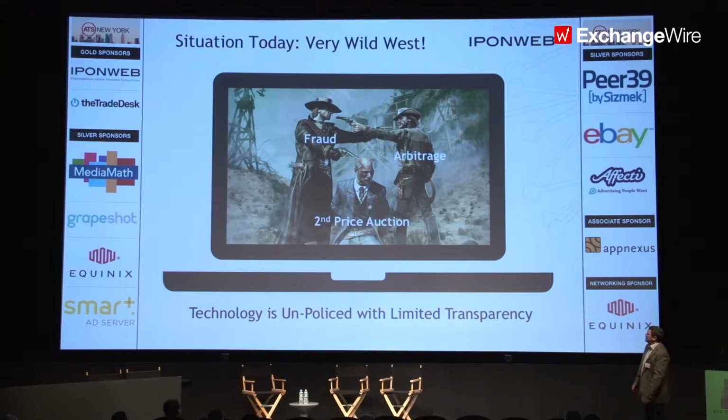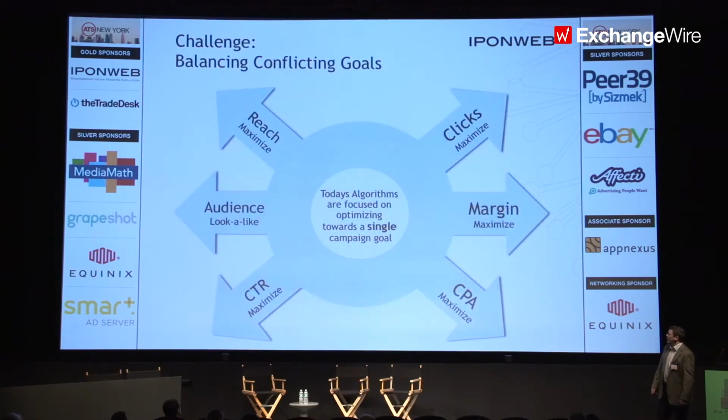After all that is fixed, and I believe it will be fixed one way or another, after everything is transparent and clear, the technological problem is still there, because at the end of the day, most of today's algorithms can go and deliver on one goal. And this could be multiple different goals. You can maximize margin. You can maximize number of clicks. But at the end of the day, it's this single goal, and the algorithm just goes and does it.